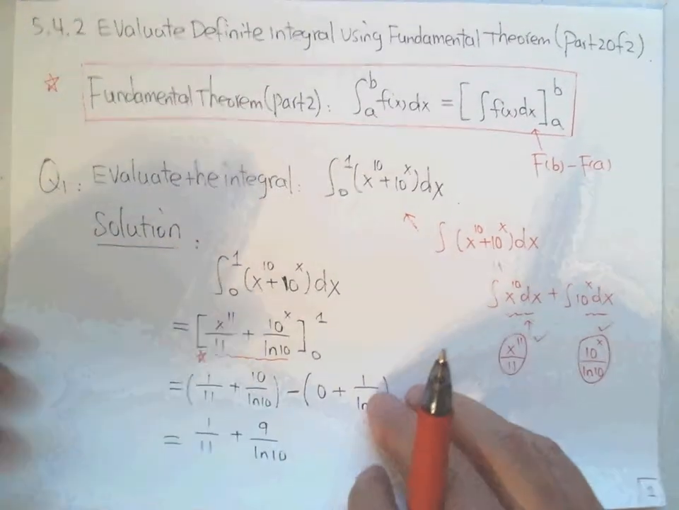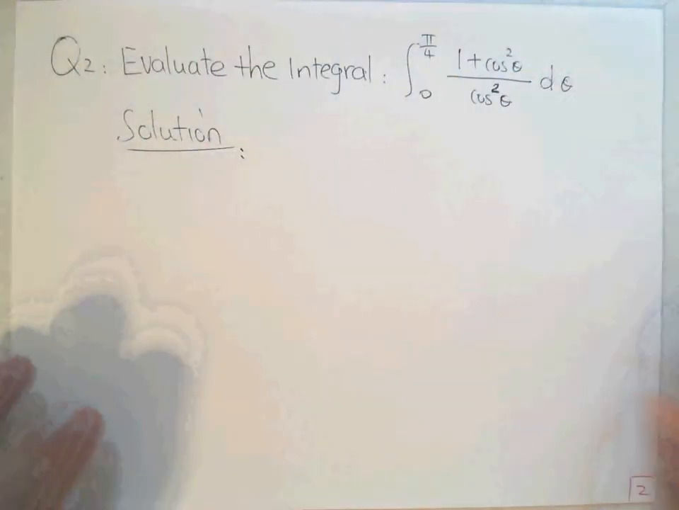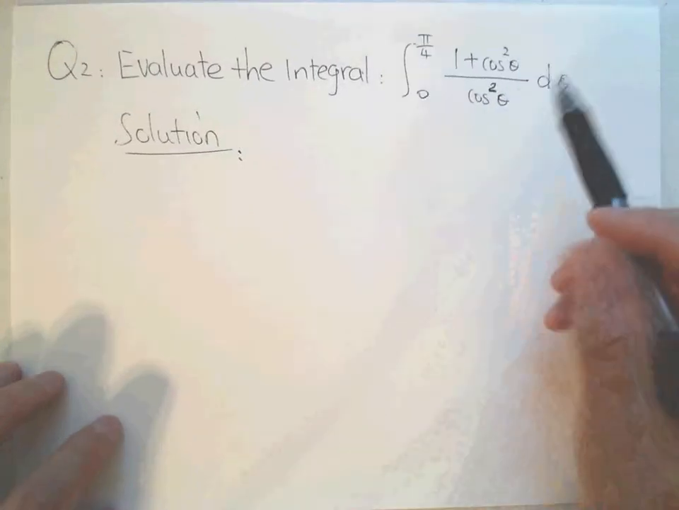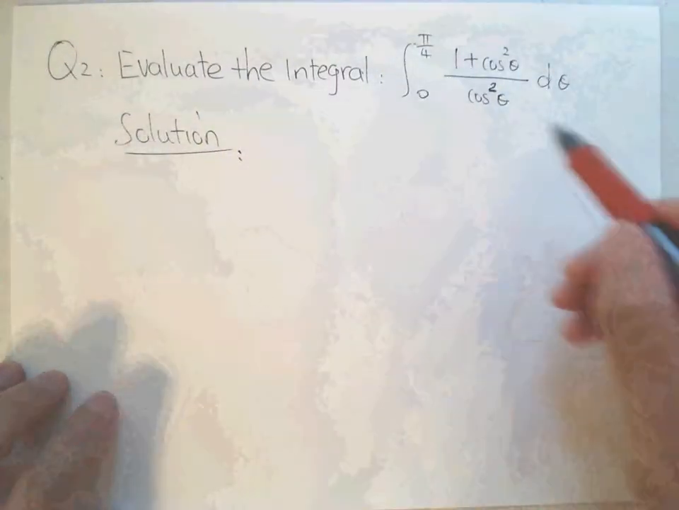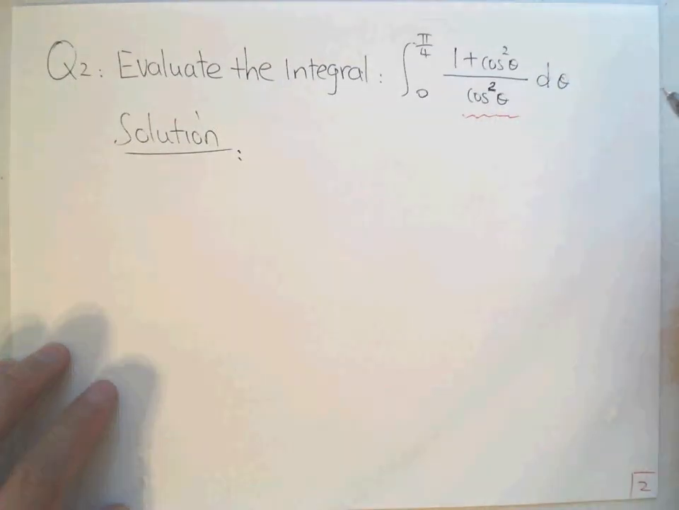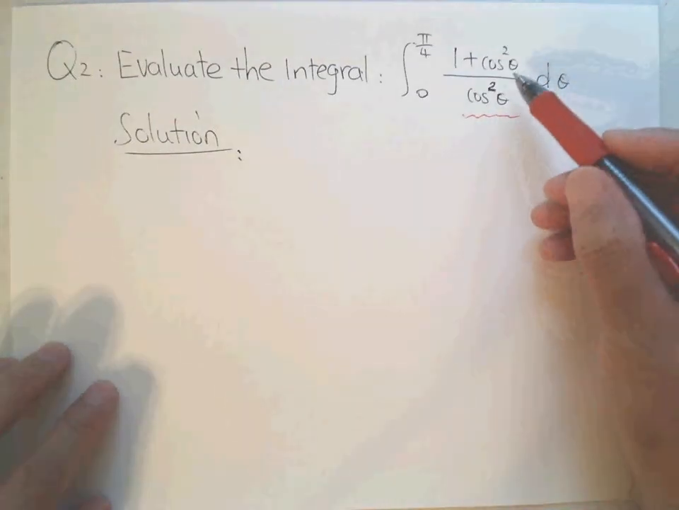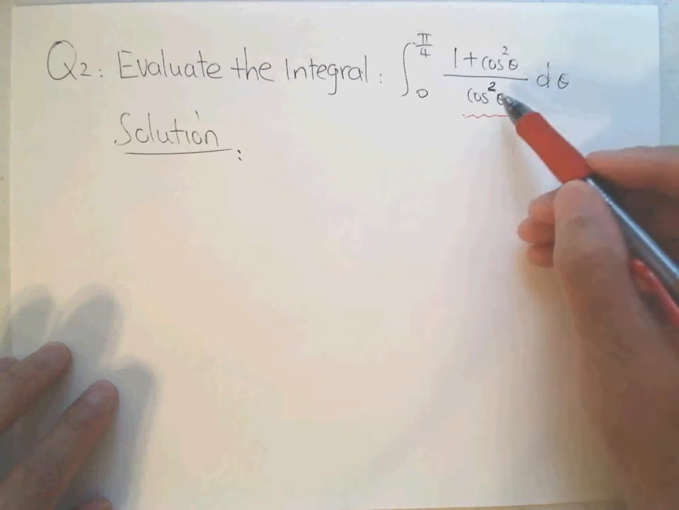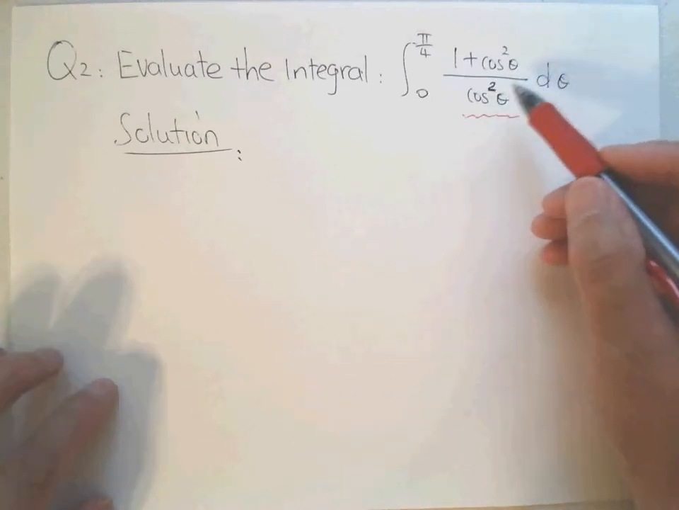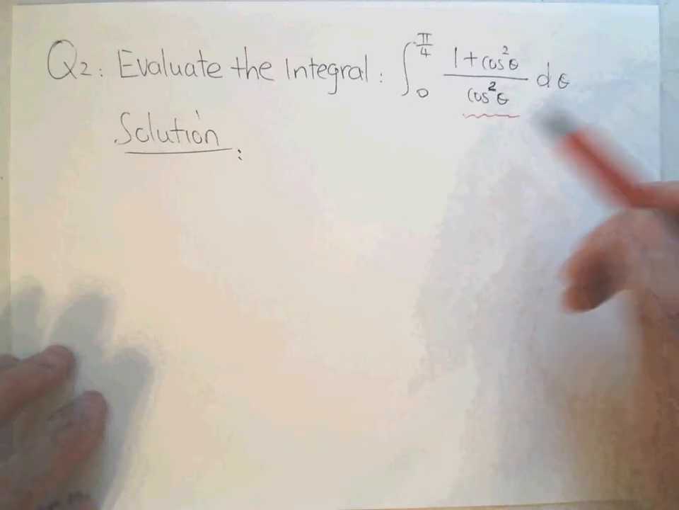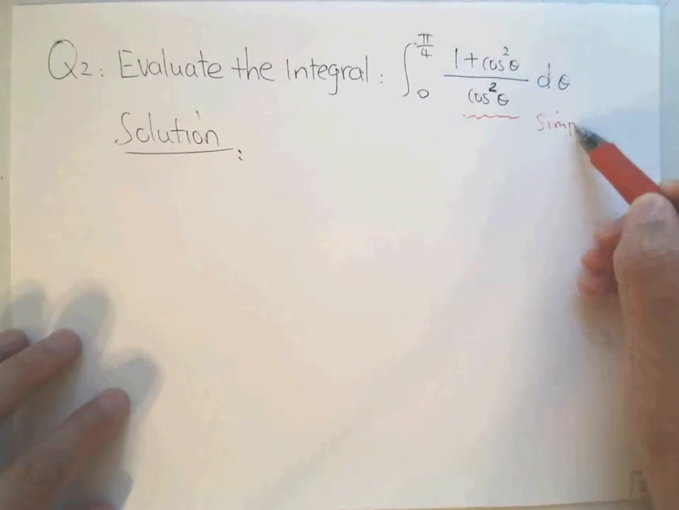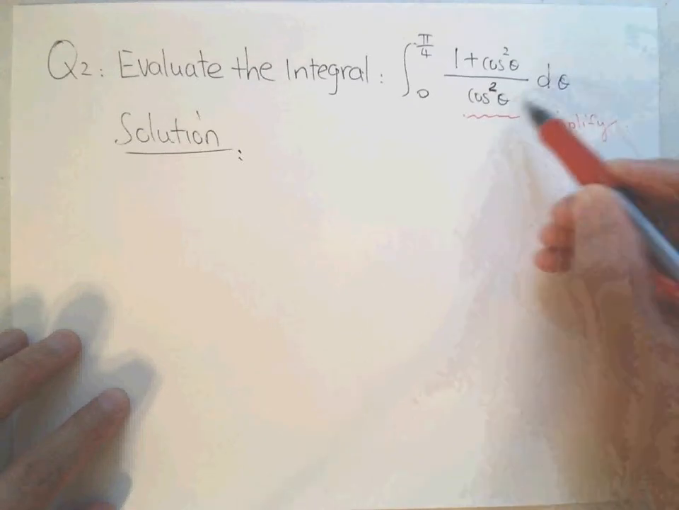One more example. Evaluate this. Look at this function first. It looks complicated. Do we have any formula to find the antiderivative of this? No, this is not a basic one. This is a trig function, a kind of combination. We have to simplify it first.